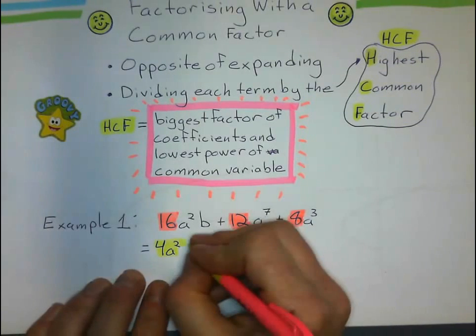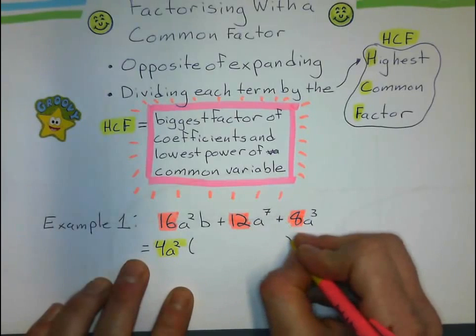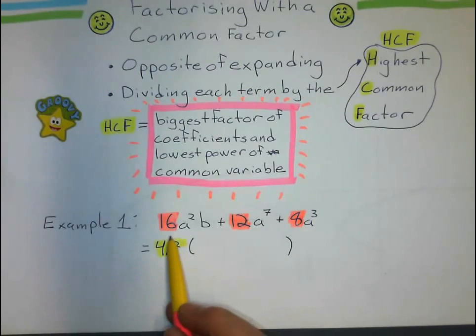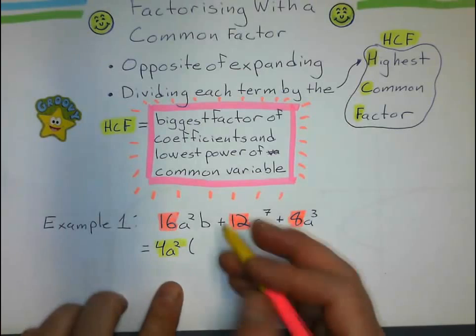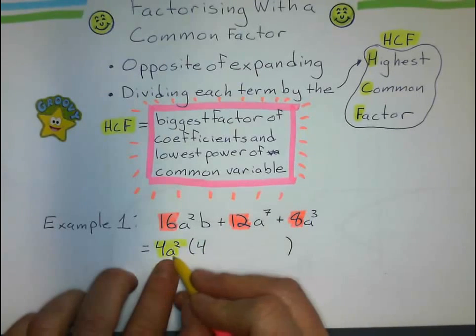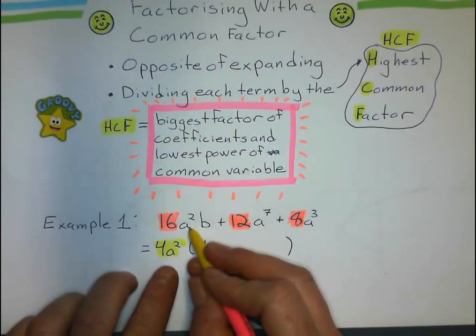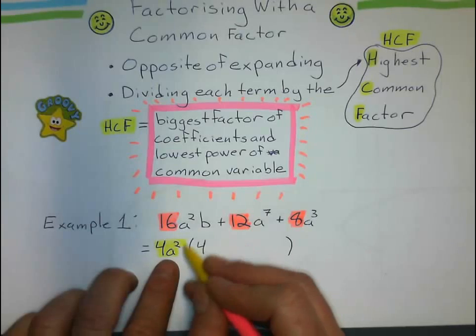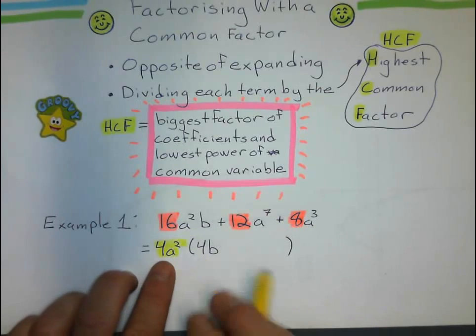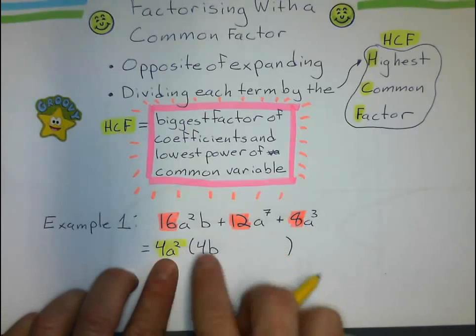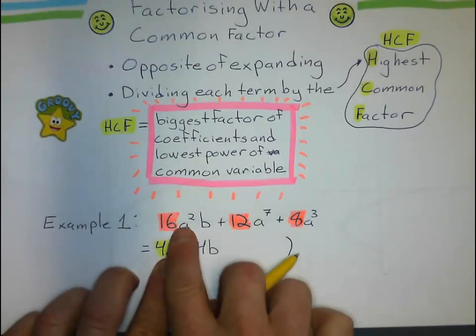Now what I do is the opposite of expanding, and I divide each term by that 4a squared. Now dividing's harder to do, so I just go like, well, 4 times what gives me that 16? Well, 4. A squared times what gives me that a squared? Well, 1, so I don't have to put anything there. But I do have to put a b there, because 4 times 4 is 16, and a squared times that b gives me a squared b.